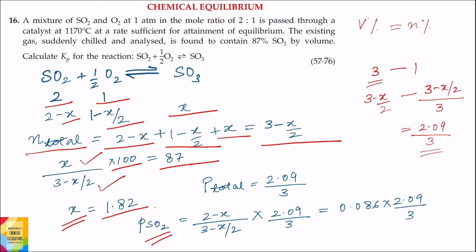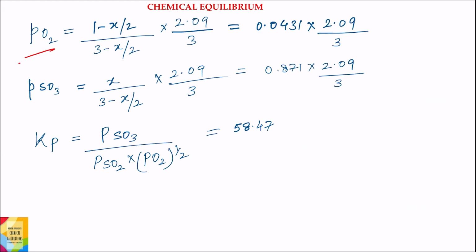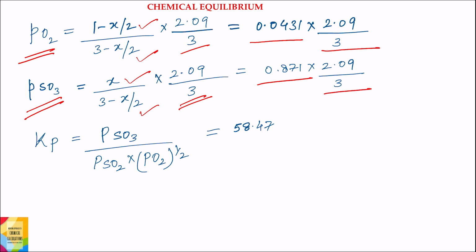Now partial pressure of sulfur dioxide will be equal to moles of sulfur dioxide at equilibrium divided by total number of moles into total pressure, and this is equal to 0.086 into 2.09 divided by 3. Partial pressure of oxygen is moles of oxygen at equilibrium divided by total number of moles into total pressure, and this is equal to 0.0431 into 2.09 divided by 3. Partial pressure of sulfur trioxide is equal to moles of sulfur trioxide at equilibrium divided by total number of moles into total pressure, and this is equal to 0.0871 into 2.09 divided by 3.